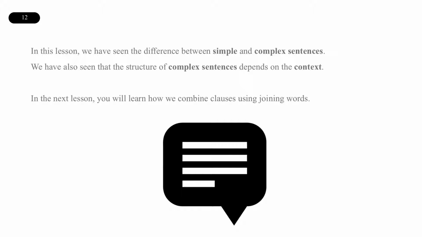So that's the end of this lesson. In this lesson, we have seen the difference between simple and complex sentences. We've also seen that the structure of complex sentences depends on the context. In the next lesson, you will learn how we combine clauses using joining words.